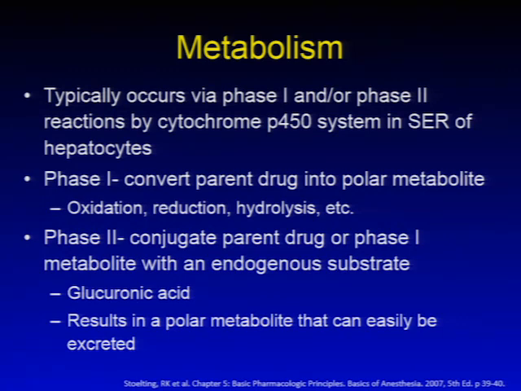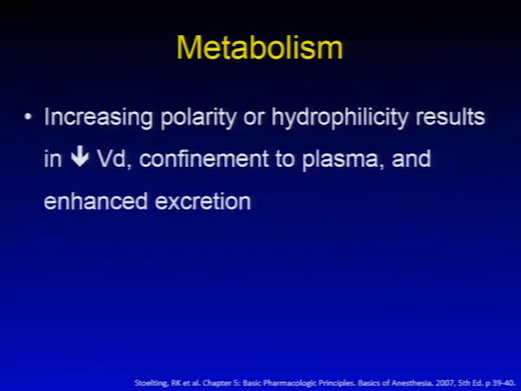And metabolism typically occurs through phase 1 and/or phase 2 reactions by the cytochrome P450 enzyme system in the smooth endoplasmic reticulum of hepatocytes. Phase 1 reactions are oftentimes oxidation, reduction, or hydrolysis reactions and convert a parent drug into a polar metabolite. Phase 2 reactions conjugate that phase 1 metabolite or the parent drug with an endogenous substrate, typically glucuronic acid. The end result is a polar metabolite that's able to be easily excreted. So the goal of metabolism is to increase the polarity and hydrophilicity, resulting in a lower volume of distribution, confinement of the drug to the plasma, and enhanced excretion.